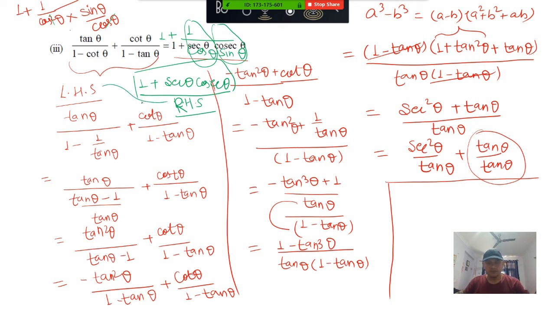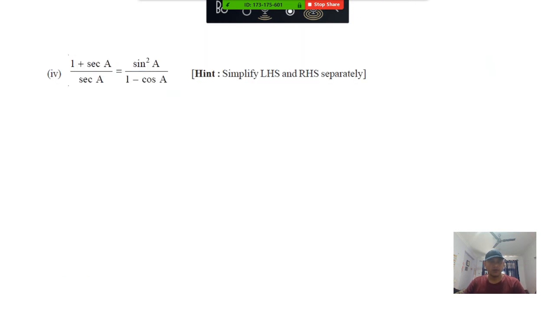Let's move to the next question. The fourth question is (1 plus sec a) upon sec a is equal to (sine square a) upon (1 minus cos a). So we have to prove this one. Let's start from the left hand side.